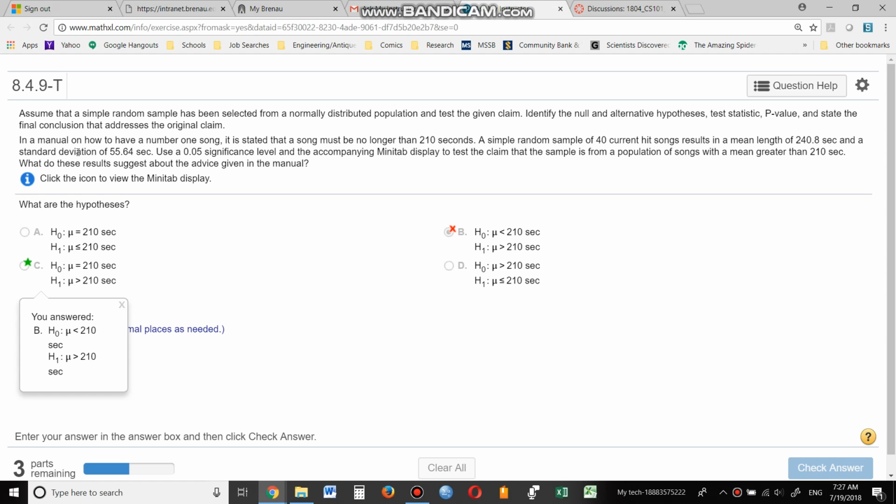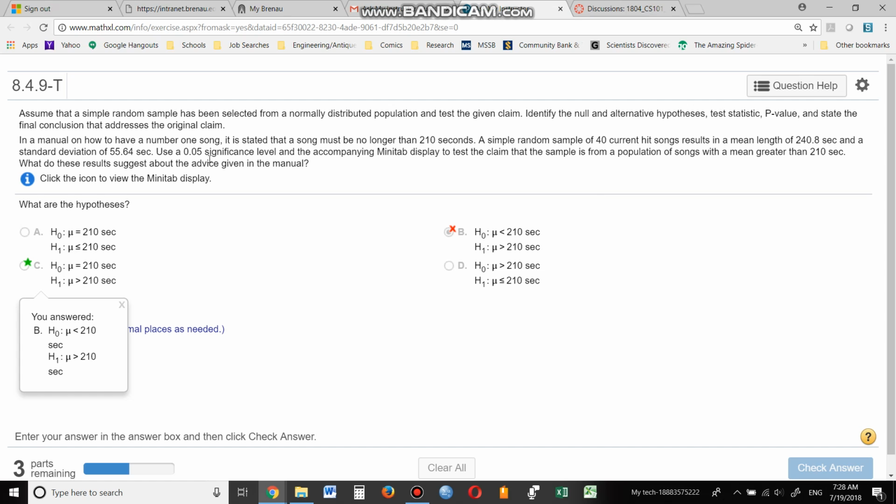So we have a manual on how long a song must be to have a number one song. It states that a song must be longer than 210 seconds. We have a simple random sample of 40 songs. They have a mean of 240.8 and a standard deviation of 55.6. So these are sample statistics, alpha 0.05.